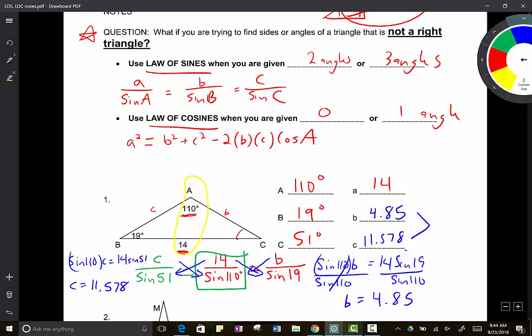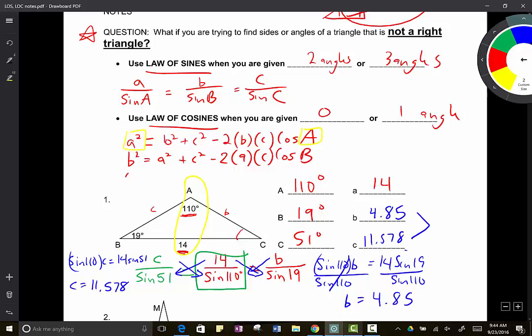Notice that this side matches this angle. That's how the formula works. So if I were to mix it up and put a B here, then this would change to A squared and C squared minus 2AC cosine of B. Notice B matches the B at the beginning.